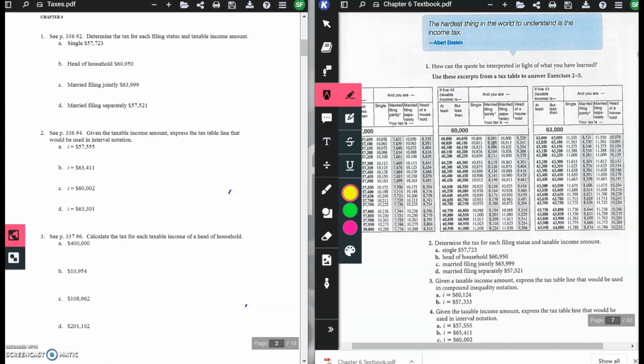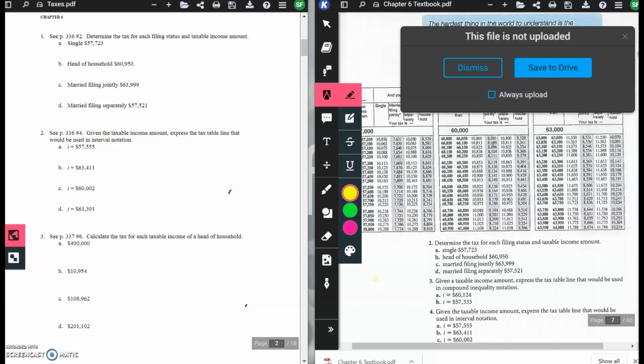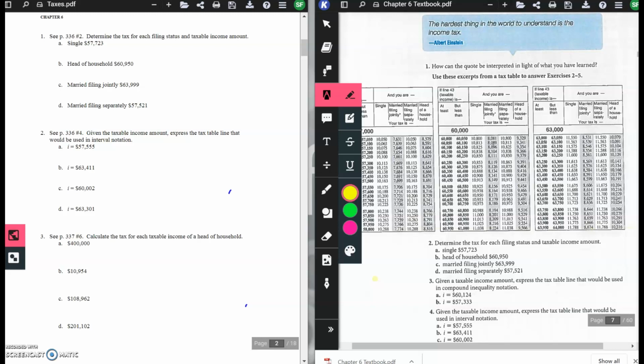So example 1, I have the textbook off to the right hand side of your screen. Okay, so we'll be able to use our textbook when we look at specific problems. So problem number 1 says page 336. Problem number 2, which is right at the bottom there, says determine the tax for each filing status and taxable income amount. So for single, okay, and 57,000.